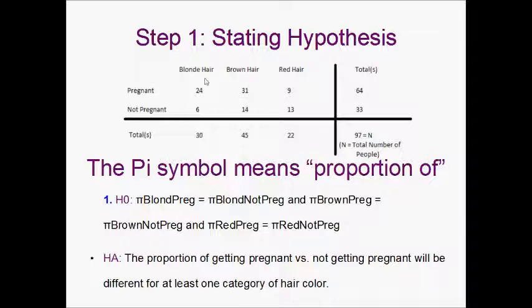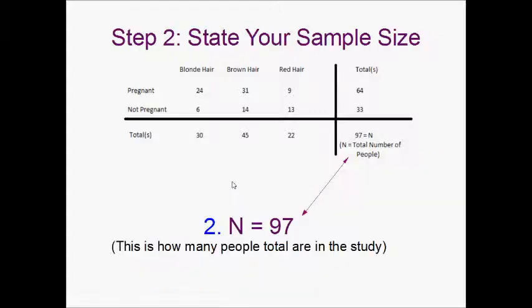So we're comparing this categorical data. Our null hypothesis basically says that the percentages for blonde and pregnant would be the same as for blonde and not pregnant, and the same for the other types. HA, the alternative hypothesis, says the proportion of getting pregnant versus not getting pregnant will be different for at least one category of hair color, which we can clearly see by just looking at the data that it is. But we have to test whether or not it's significant, and that's the point of the chi-square.